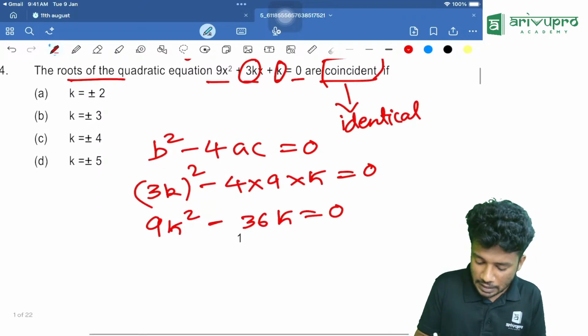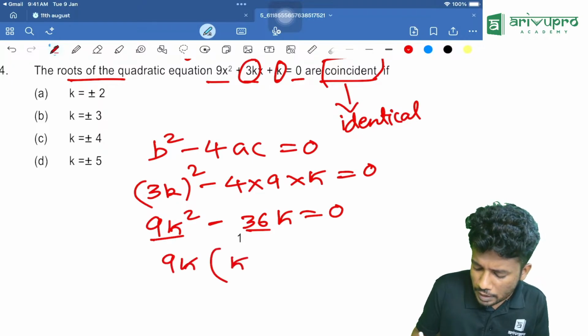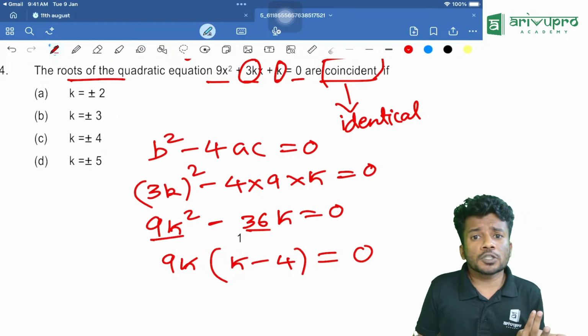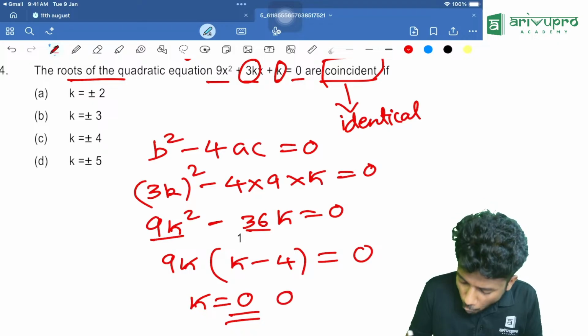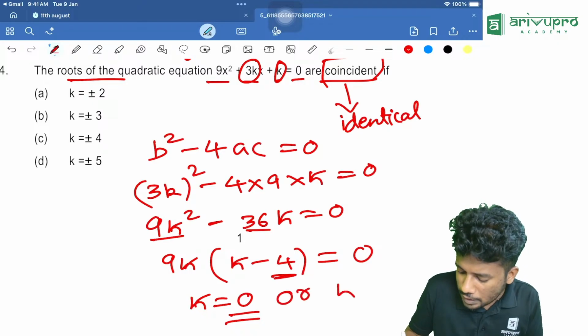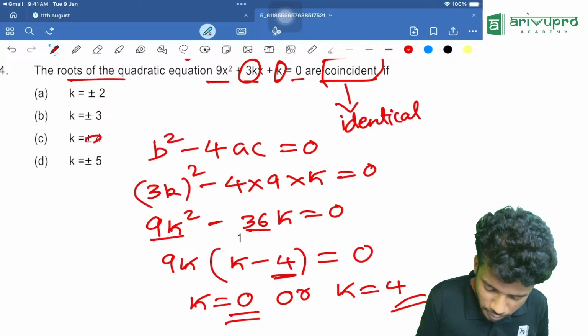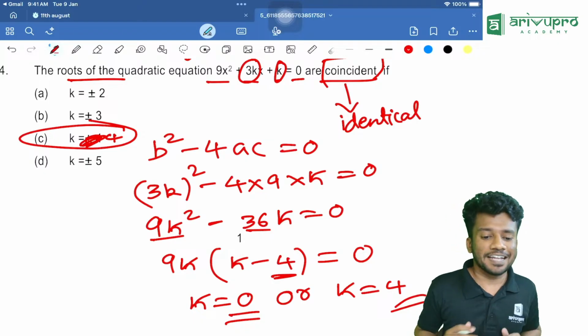From this we can take what all common? We can take 9k common. So 9k into k minus 4 is equal to 0. So the possible values of k: k can either be equal to 0 or k can be equal to 4. These are the possible values. So option it should be like plus 4 only should be there. So option C should be your answer.